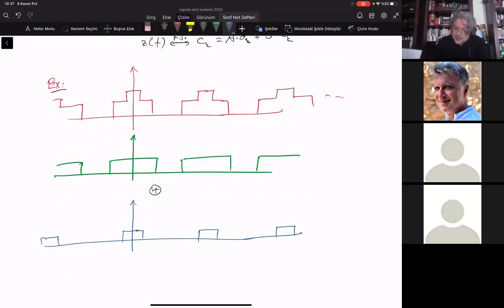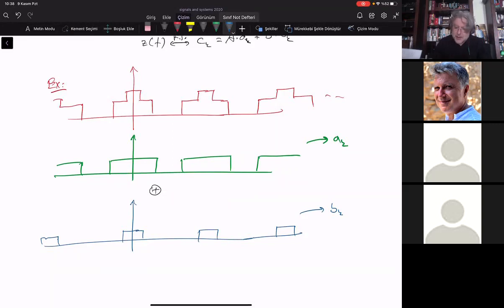So you find the Fourier series coefficients from here and call them ak, and from here you find bk's. And since the top red signal is the summation of the green and the blue signal, then the Fourier series coefficients of that red signal, let's call them ck, is equal to ak plus bk for all k. And because they have the same period, as you see, clearly, their periods are the same.